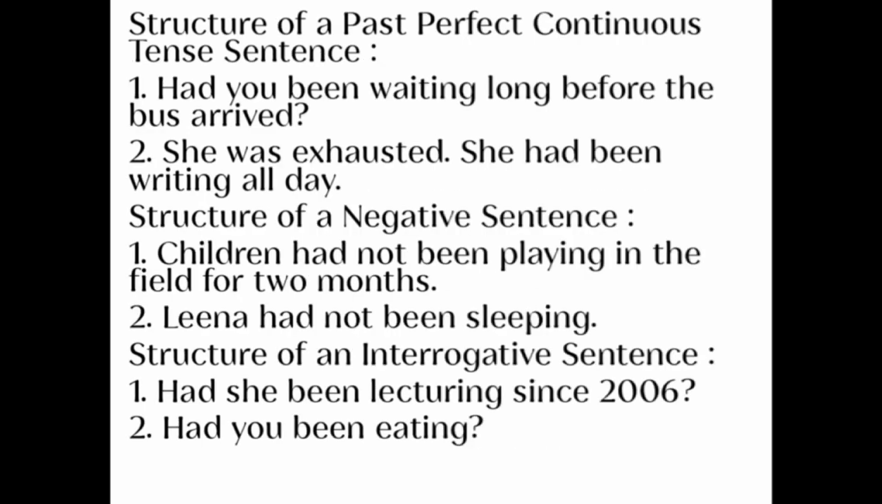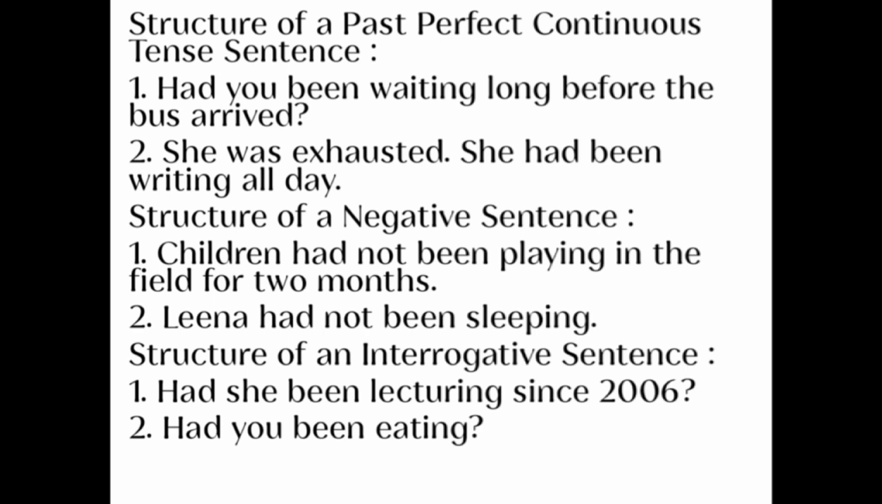Then we have structure of past perfect continuous tense. So it is also called past perfect progressive tense. It describes an ongoing action that has started in the past and continued for some time in the past. Since usually shows when the action started in the past and for specifies for how long the action lasted. So we have examples here.